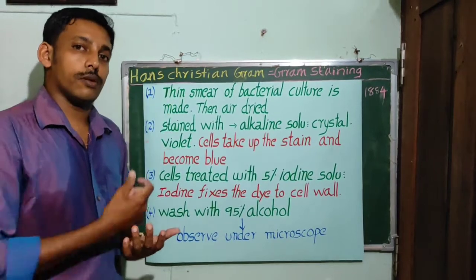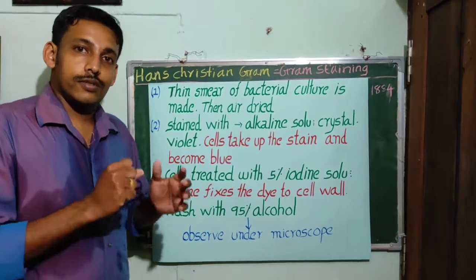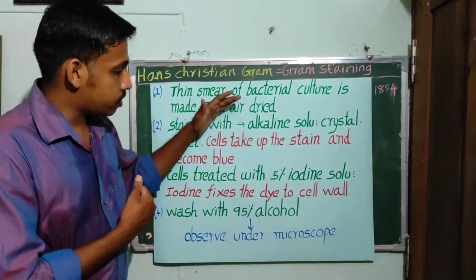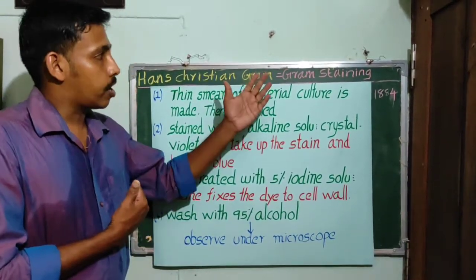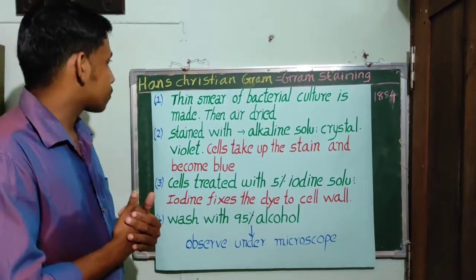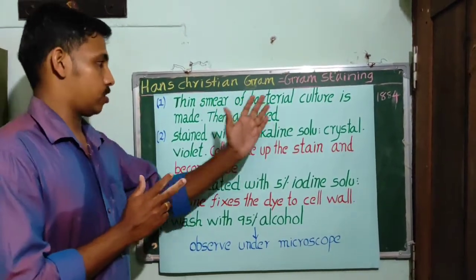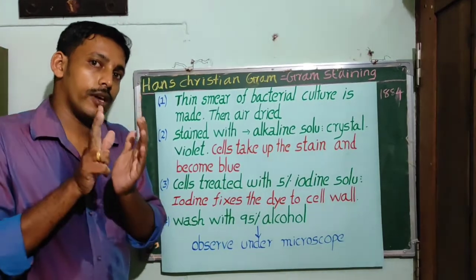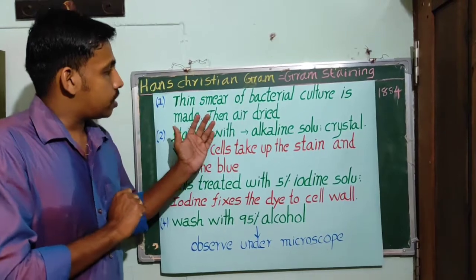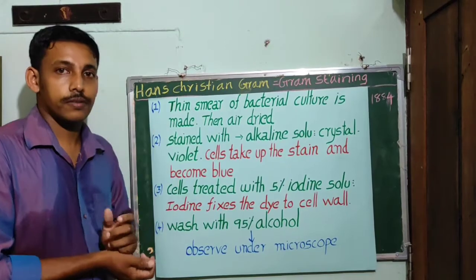So by doing this experiment, we can say whether the bacteria is gram positive or gram negative. These are the steps involved in gram staining. Let's just have an idea of these steps. First, we have to make a thin smear of bacterial culture, and it has to be air dried. So this is the first step.